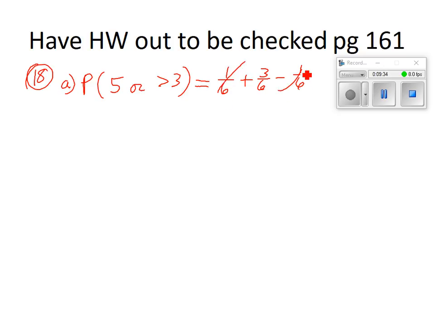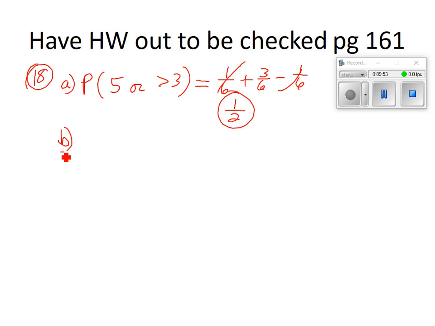So what are you left with there? Half. I would leave it as a fraction. This book again changes everything to a decimal. I wouldn't change that to a decimal. It's better for probability to say, okay, we're going to win 1 time out of every 2 times that we play.